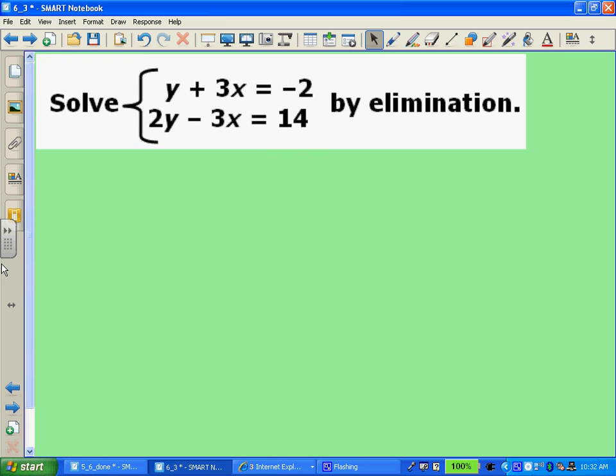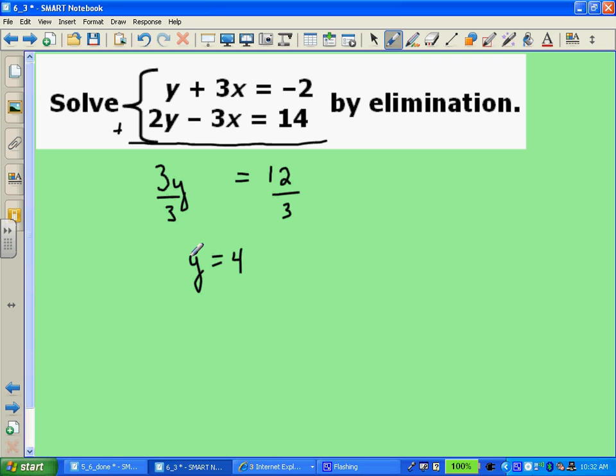Now let's look at another one. So again, I want to make sure that my y's are lined up, my x's are lined up, and my constants are lined up, and that happens here. So I'm going to add these together. So 1y plus 2y is 3y. 3x plus negative 3x is 0x. So my x's are going to cancel. And then 14 and negative 2 makes 12. So here I can divide by 3, and I figure out that y is 4.